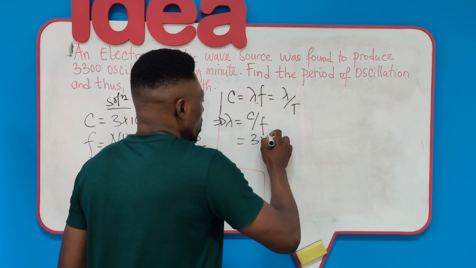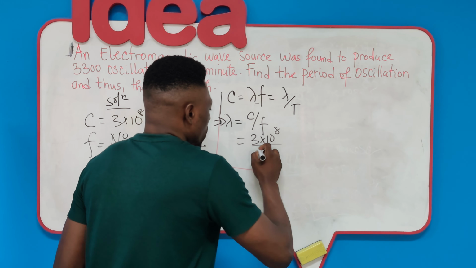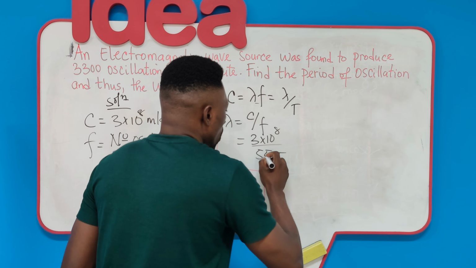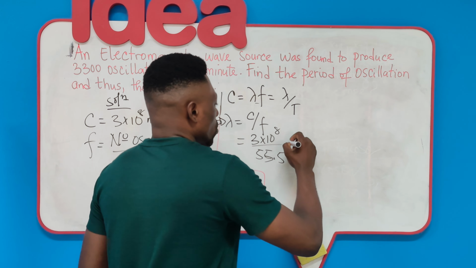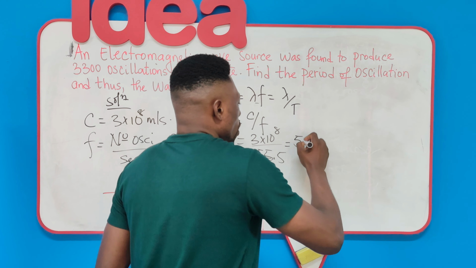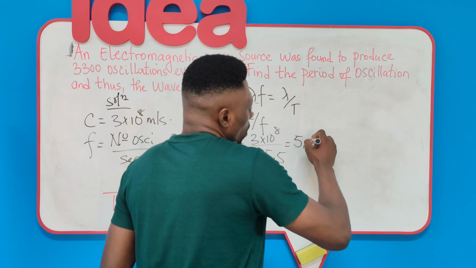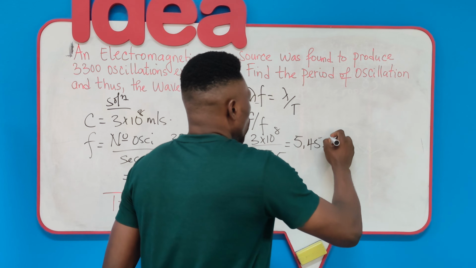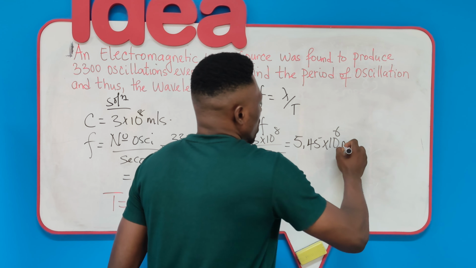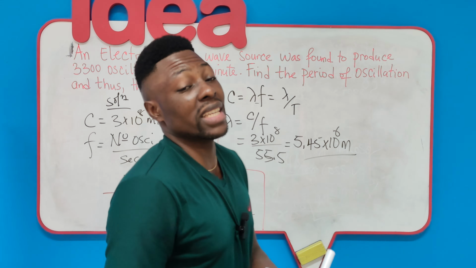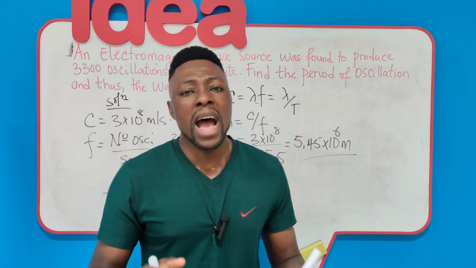So we have here 3 times 10 to the 8 divided by 55.5. Once more, if you correctly punch your calculator, we should have 5.45 more or less times 10 to the 6 meters, because lambda is the wavelength and wavelength has as SI unit the meter.